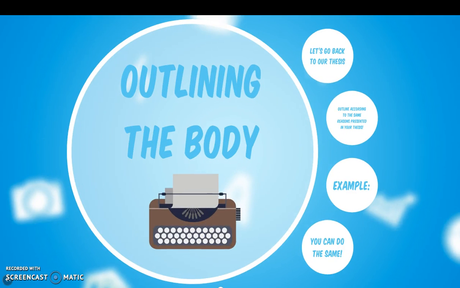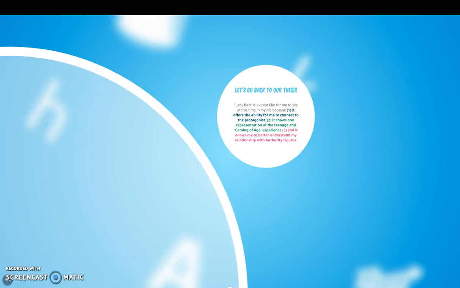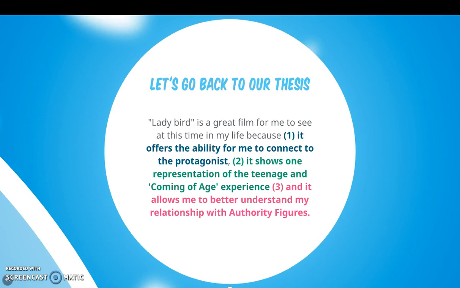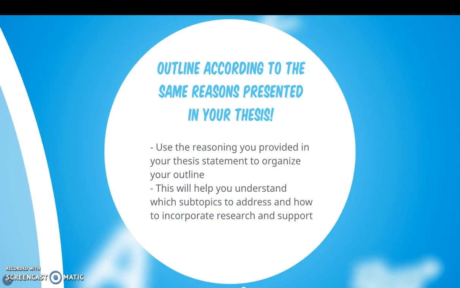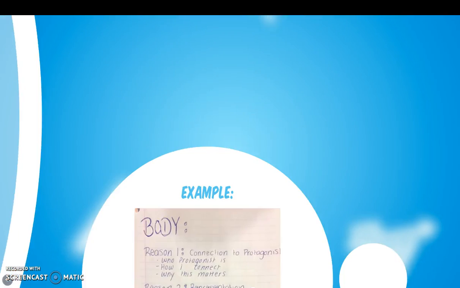Now for outline the body paragraphs. Let's go back to our thesis statement. We cited 3 reasons as to why Lady Bird was a great film for us to see. Those 3 reasons translate into our 3 body paragraphs. You outline according to the same reasons presented in your thesis. This helps you understand which subtopics to address and how to incorporate research and support.